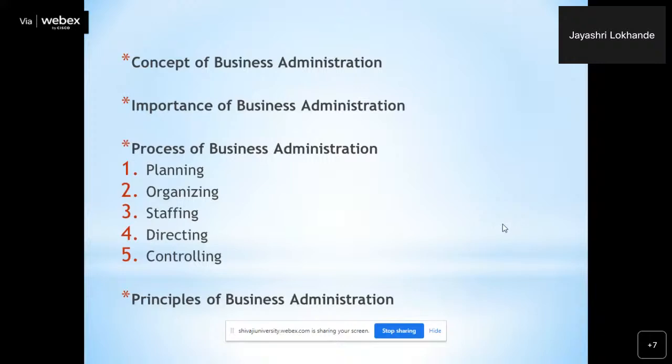Then we will see what is defined by George and Jerry. They say there are four fundamental functions of business administration, that is planning, organizing, actuating, and controlling. Then, according to Henri Fayol, to manage is to forecast and plan, to organize, to command, and to control. Whereas Luther Gulick has given a keyword, that is POSDCORB, where P stands for planning, O stands for organizing, S stands for staffing, D stands for directing, CO stands for coordination, R stands for reporting, and lastly B stands for budgeting.